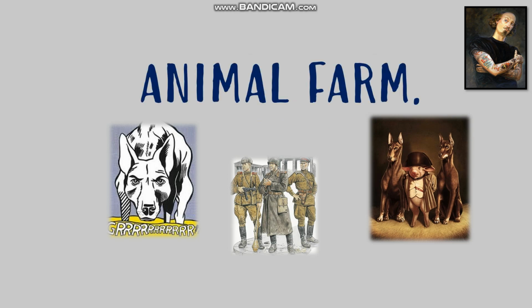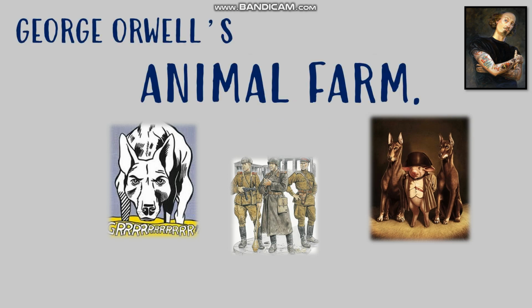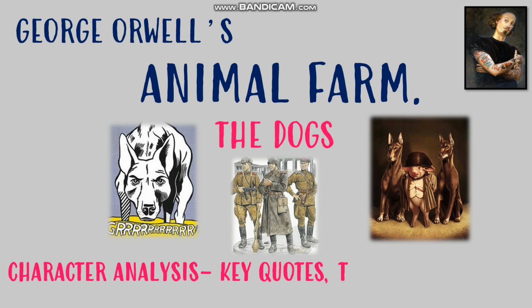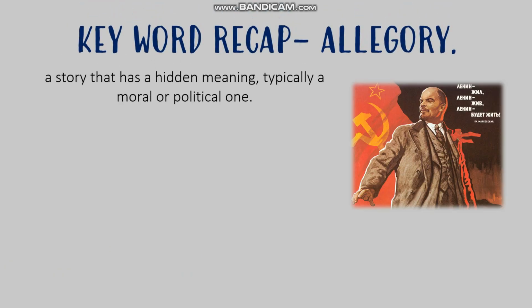Today's session will be looking at Animal Farm by George Orwell. We'll be looking at the dogs in the text. That's Jessie, Bluebell, Pincher and their 9 puppies. And we'll be doing some character analysis, looking at the key quotes, the techniques and the context before ending with a meme about them.